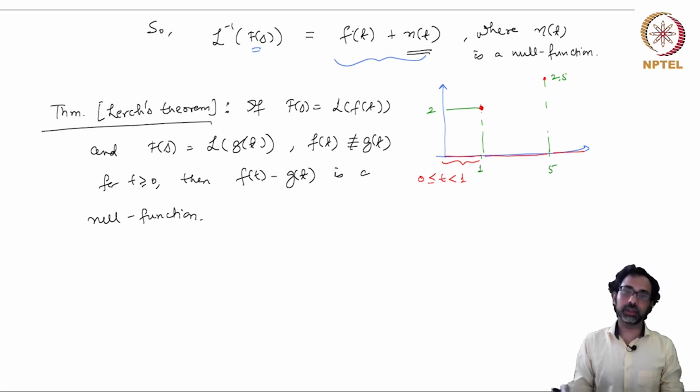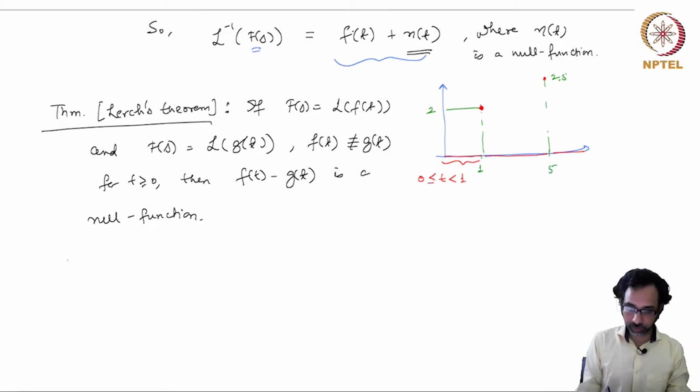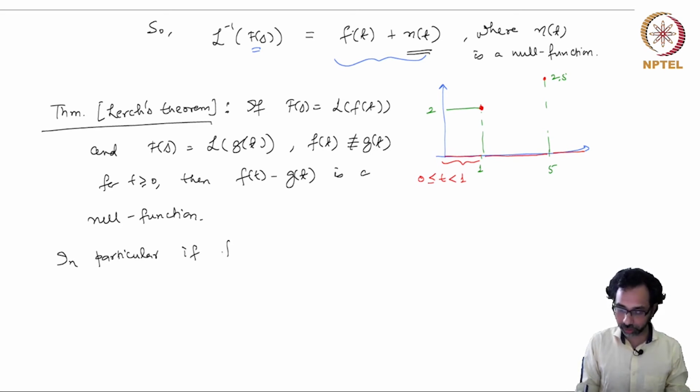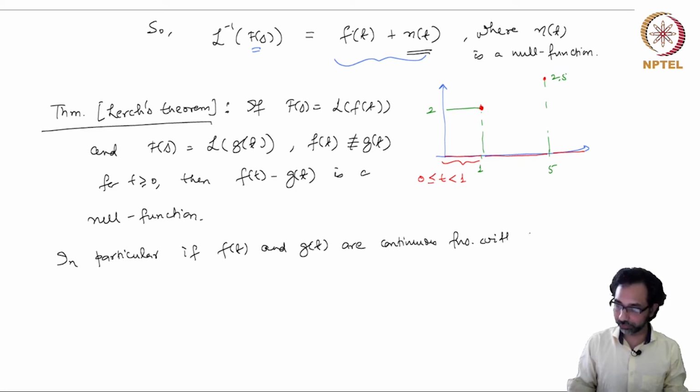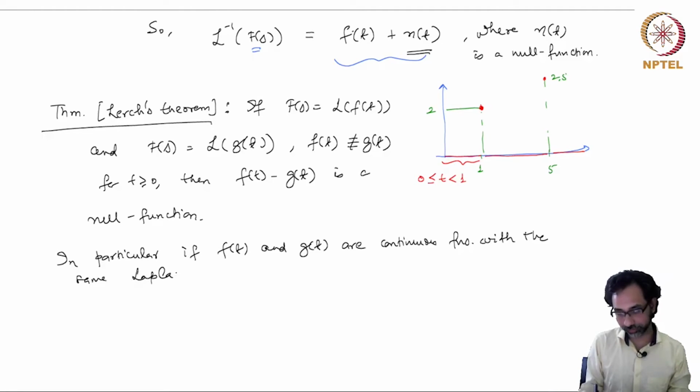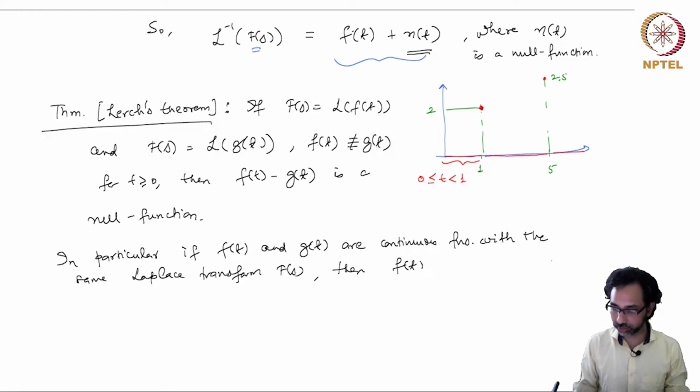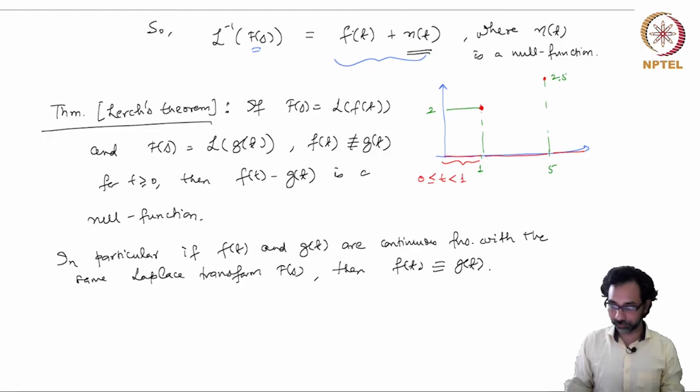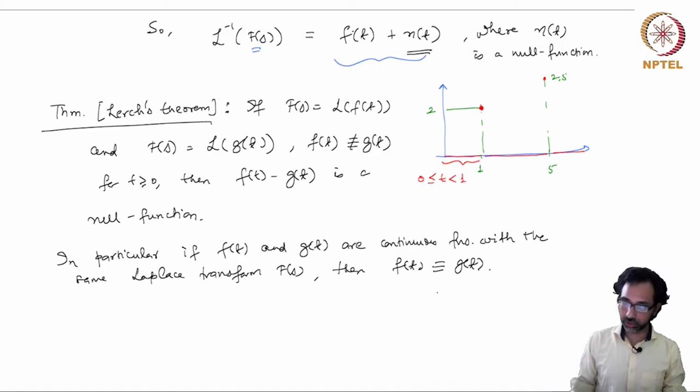So this says that up to the addition of null functions, there are no other inverse Laplace transforms. In particular, if f(t) and g(t) are continuous functions with the same Laplace transform F(s), then f(t) is identically equal to g(t), because these two are continuous functions.